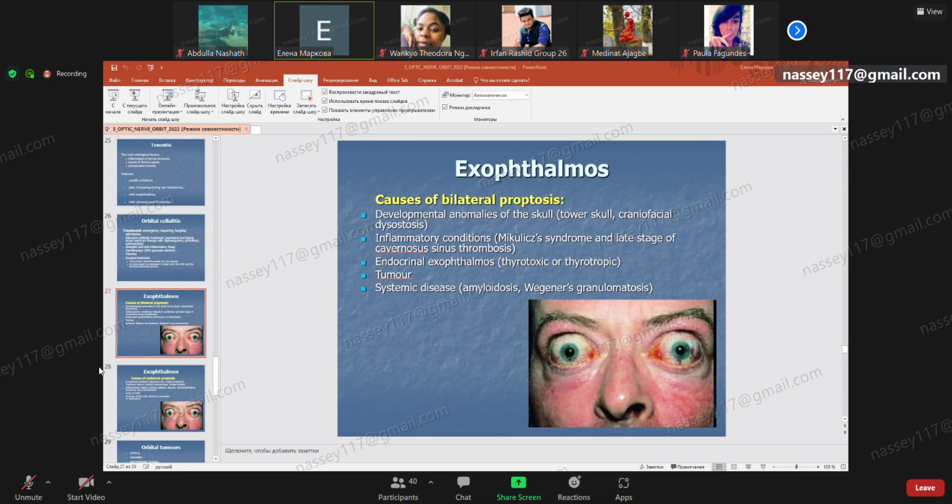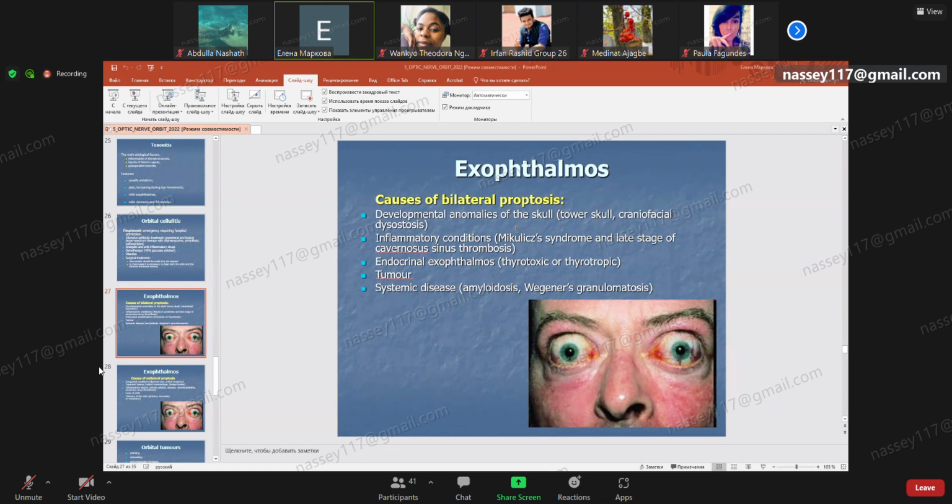Causes of bilateral exophthalmos are, first, developmental anomalies of the skull, for example, Tauber skull, craniofacial dysostosis. Secondly, inflammatory conditions, for example, Mikulicz syndrome and late stage of cavernous sinus thrombosis. Thirdly, endocrinal exophthalmos, thyrotoxic or thyrotropic. Fourth reason, tumor. And finally, it may be systemic disease, for example, amyloidosis, Wegener's granulomatosis.